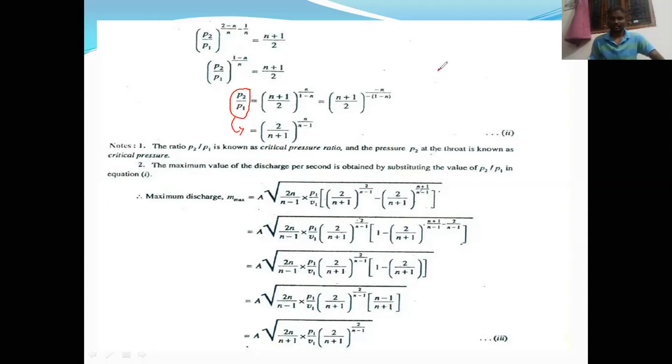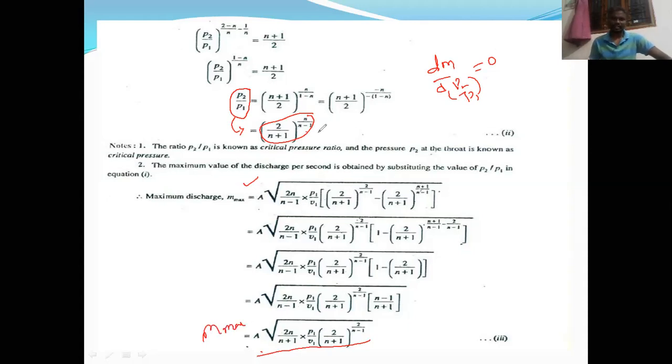How are we getting this? From the condition dm by d(P2 by P1) is equal to 0, we get the critical value of P2 by P1, that is P2 by P1 is equal to (2 by n plus 1) to the power of n by n minus 1. If you substitute this value of P2 by P1 in the formula of m, we'll get the m max. This is the m max formula.